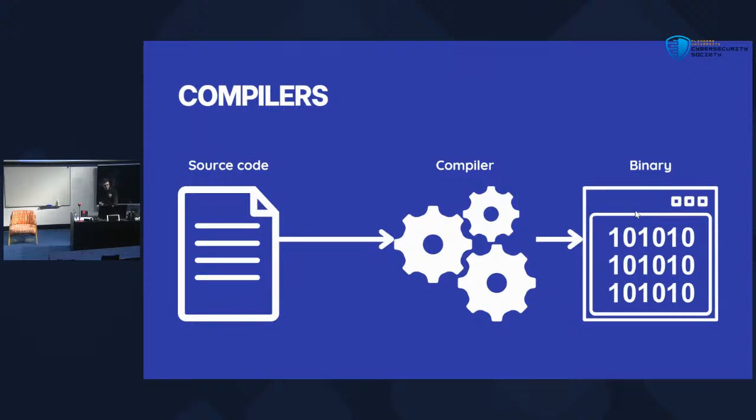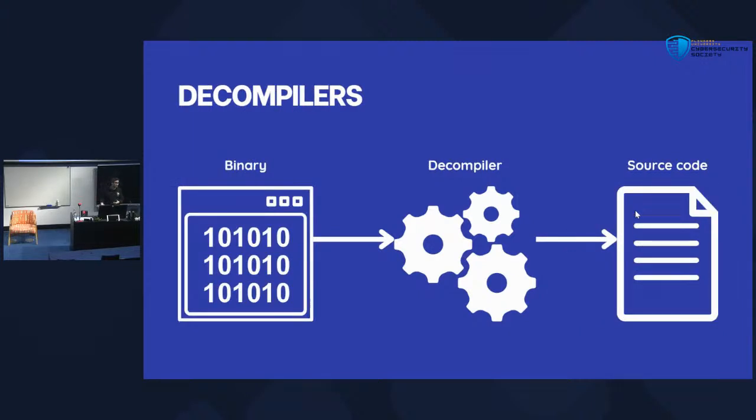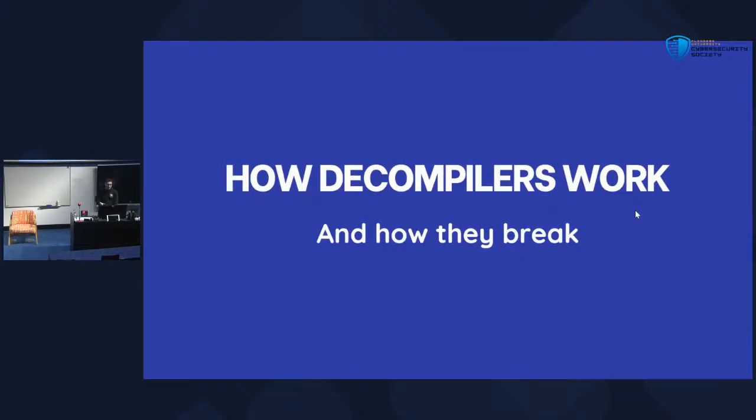But fortunately, there's a thing called a decompiler, which takes the binary, it does something to it, and then it gives us source code out. And so it is able to actually extract out the data and the instructions and give us back something that we can work with. So how do decompilers work? How are they able to decipher data and instructions all from a single binary?